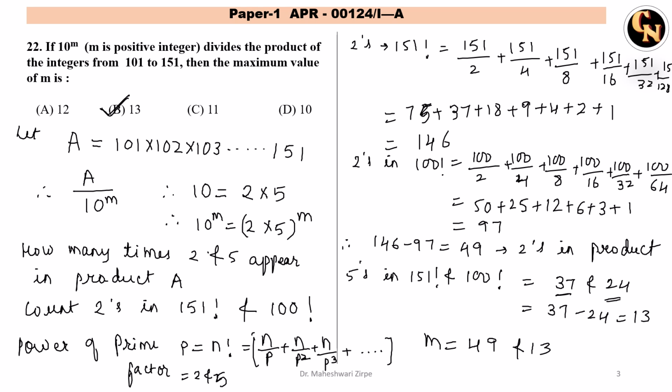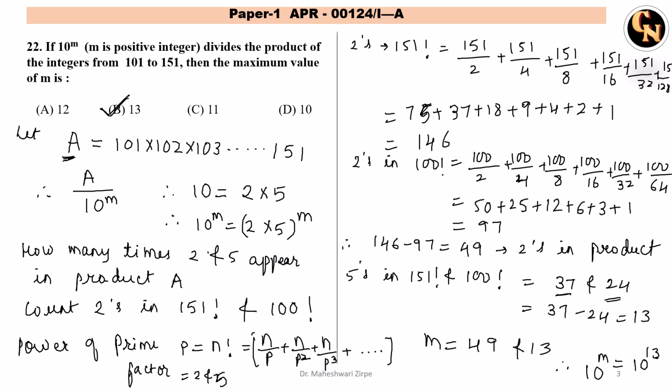Okay, so our option is 13, which means 10 raised to M is equal to 10 raised to 13. So if you divide the product of A, whatever we have written in the beginning, by 10 raised to 13, we will get the maximum value they've asked in the question. So M is 13 here. This way we have to solve it.